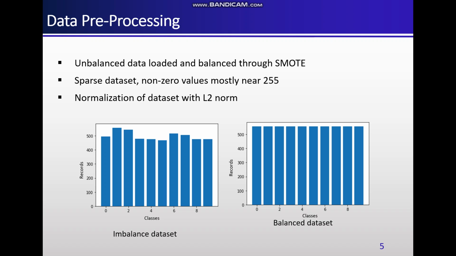So after applying this SMOTE, if you see on the left side of your graph, you see that all classes do not have equal records. But after applying SMOTE, you see that all records were balanced for each and every class.